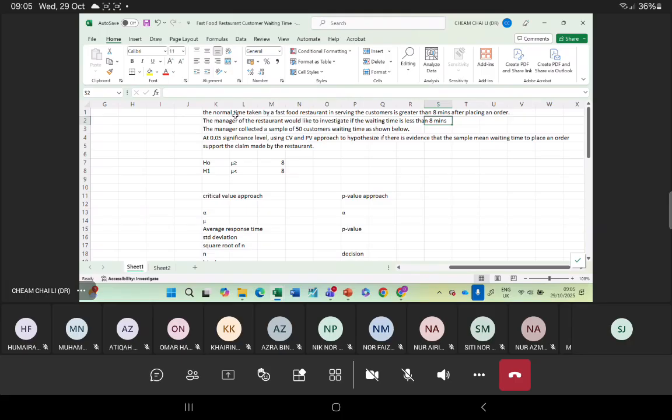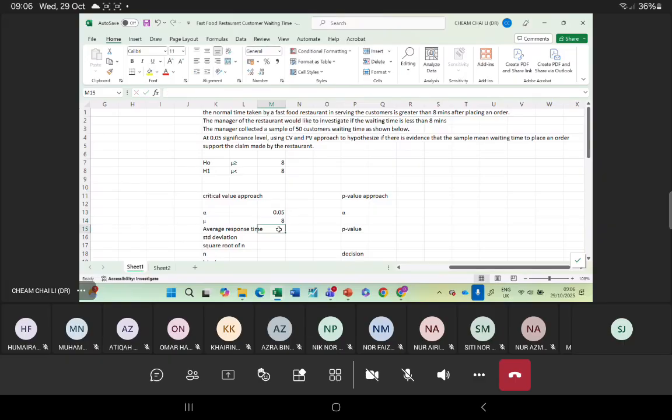And then for the null hypothesis, you can put greater than or equal to 8 minutes. Right, this is 8 minutes. Okay. And then, if you draw the distribution, this will be on the left-hand side of the tail, right? The tail is on the left-hand side. Okay, critical value approach, right? So you put the value here. So this is 5%. Okay, mu is 8.